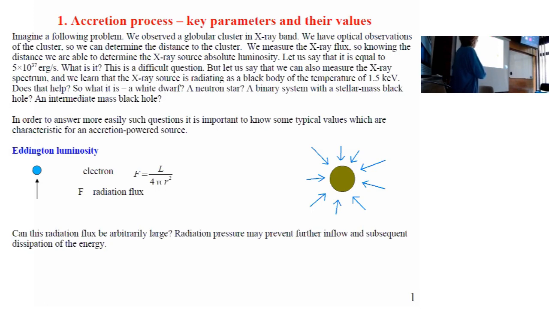The answer is no. And to see how it works, we have to consider the electron. We make the assumption that the material around is fully ionized. So what we have to consider is actually this free electron, not a bound electron. And we have to consider what this electron will do under the force of radiation pressure. So if the luminosity of the body is L and the radius of the body is R, then the radiation flux is given by this expression. That's quite clear. So now we have to calculate the radiation pressure to see whether this radiation pressure will prevent further accretion or not.